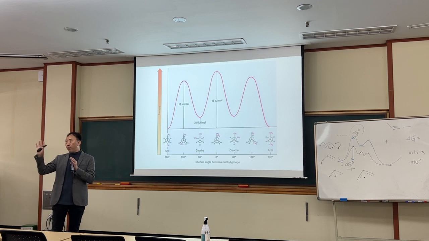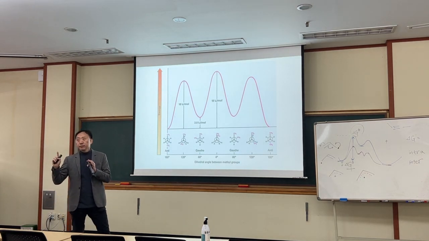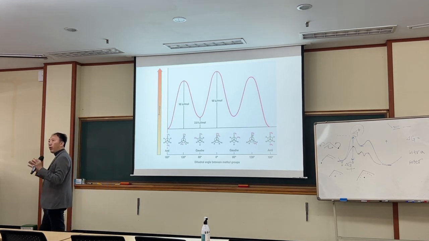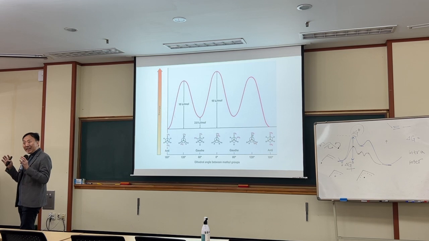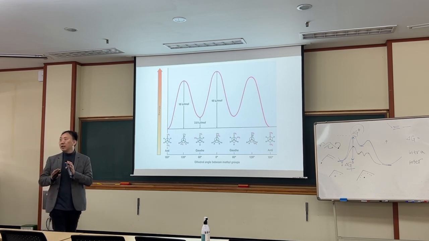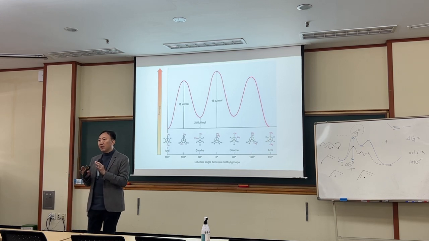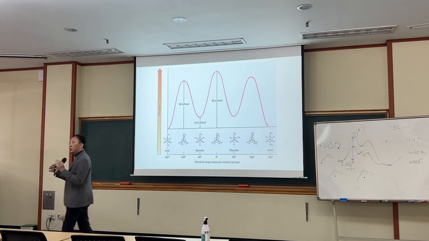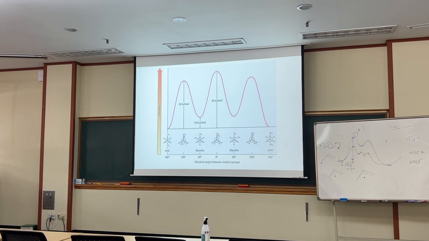Kilojoule. 4.2 kilojoules is 1 kilocalorie per mole. Okay? Kilojoule is a unit of energy. Kilocalorie per mole is a unit of heat. So originally it was developed separately, but at one point, one genius realized that this is equivalent. So combined together, we still use both of those units.